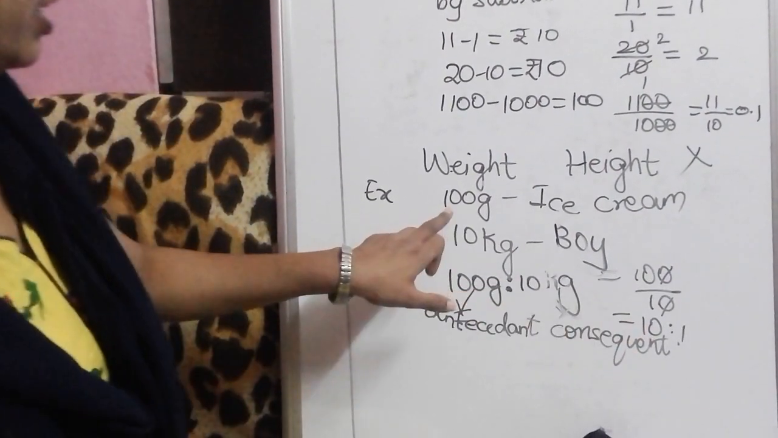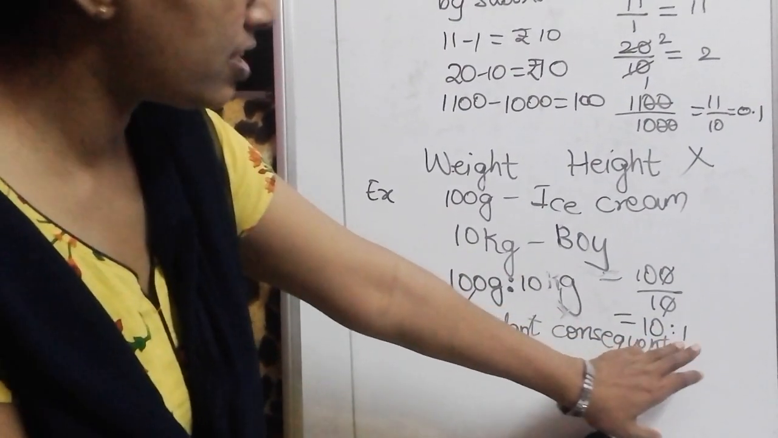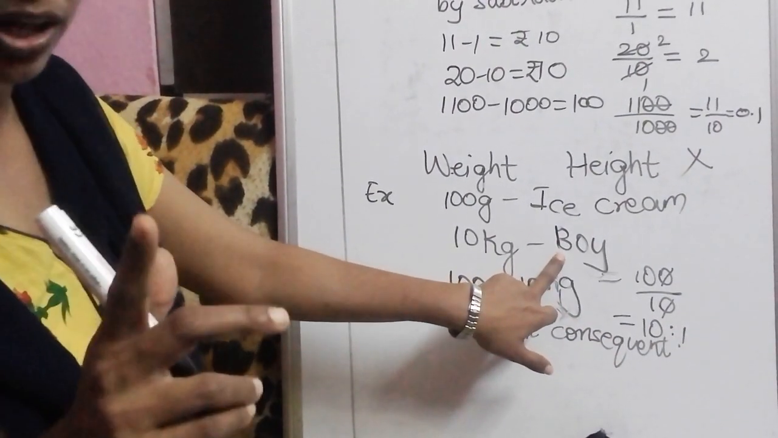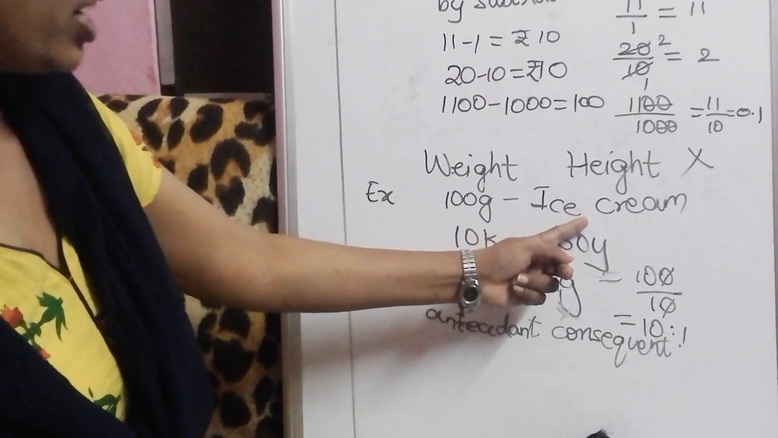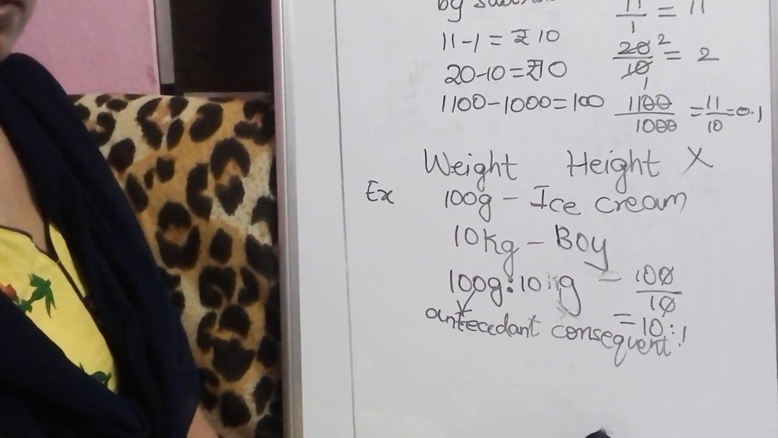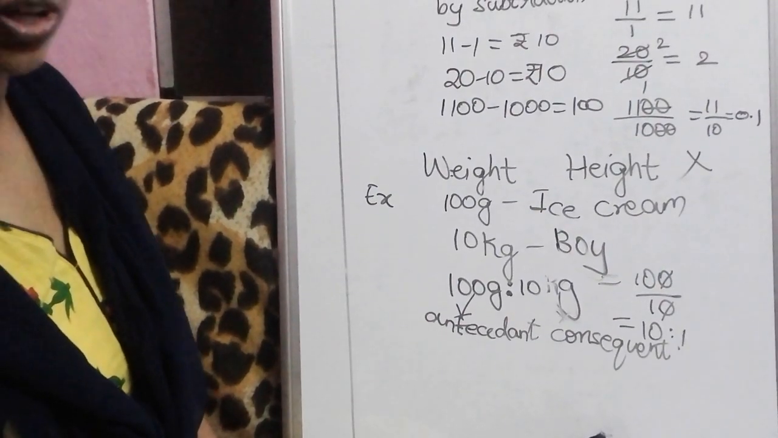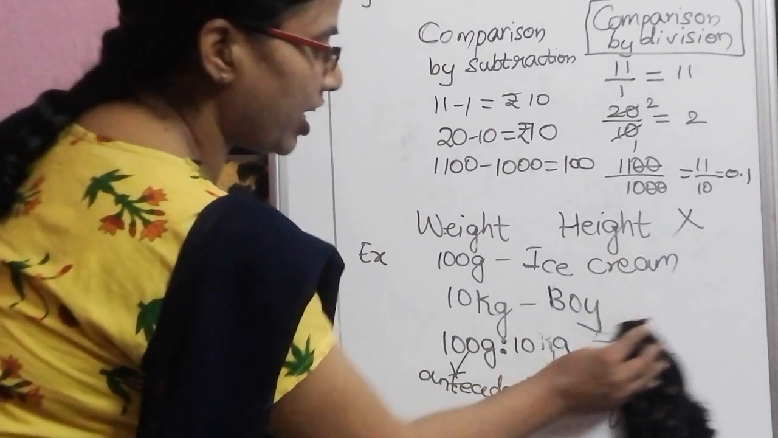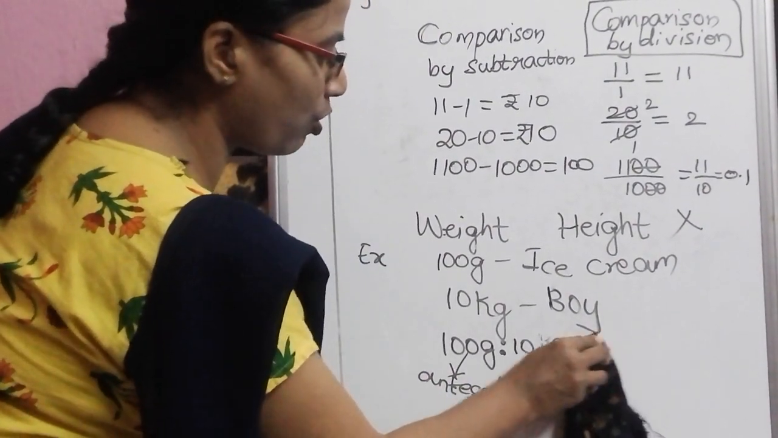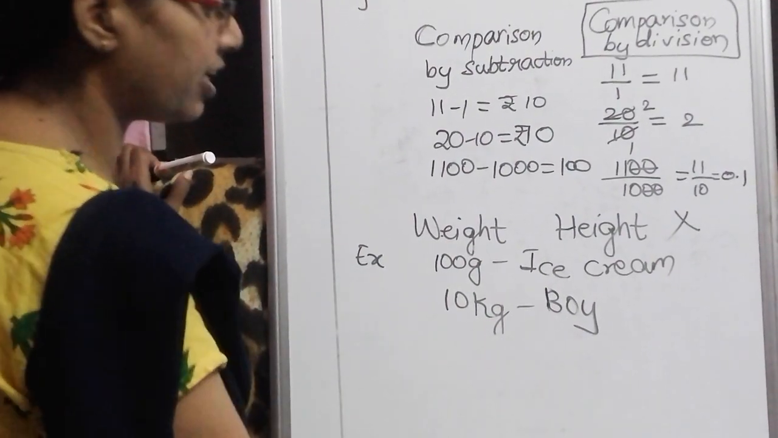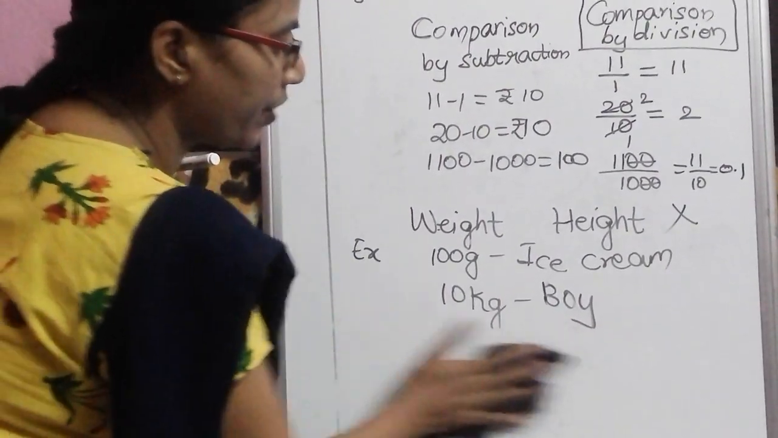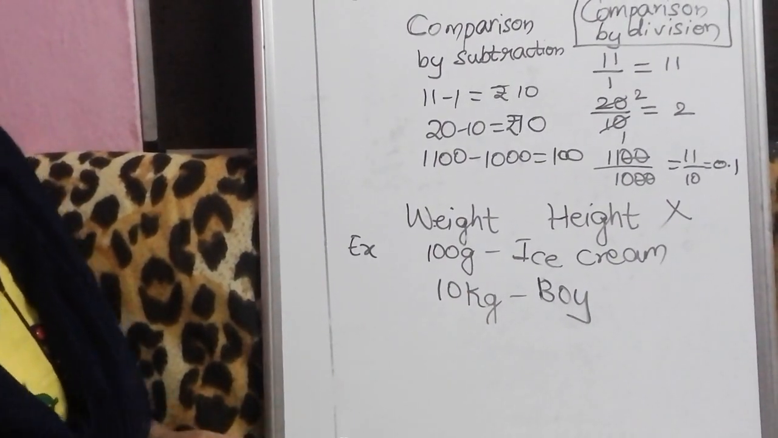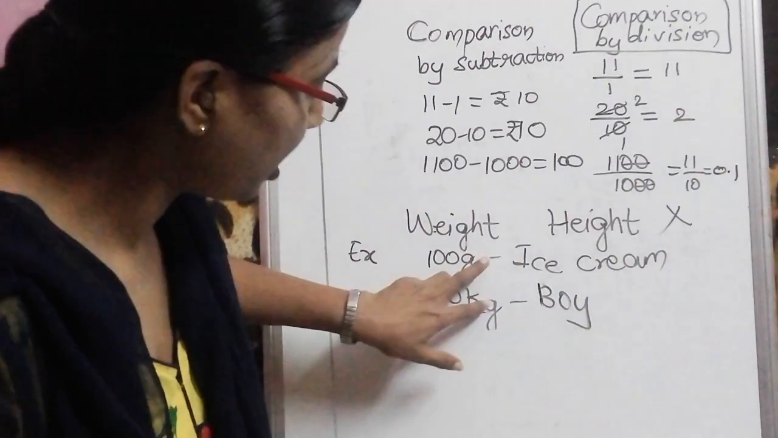What is 10? It is the ice cream. You are able to understand this as the weight of the boy. If he is 1, 10 times more is the weight of the ice cream. Is this correct? No, it's not correct, because the ice cream will have lesser weight and the weight of the boy is more. That you know already. But here, when we are finding the ratio, the answer is coming in a different way.